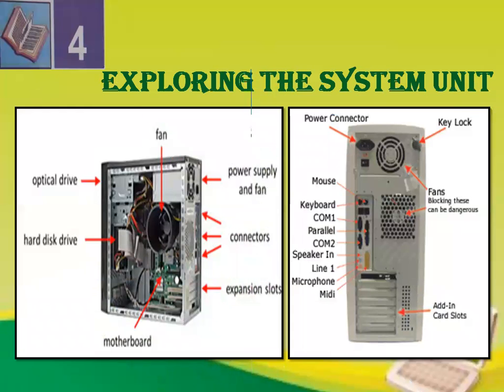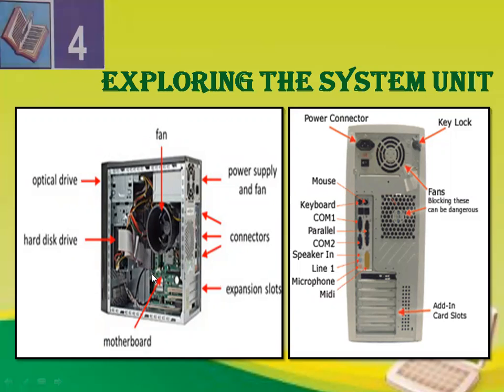Here you can also view one more diagram. If you have a tower casing and your system unit is enclosed in a tower casing, you can view how it looks inside. Here we have an optical disc, here we have a hard disk, this is our fan. Here is a power supply, this is the back side of your system unit. Power supply and fan. Here we have connectors and the ports. Here we have expansion slots, and this is the motherboard.